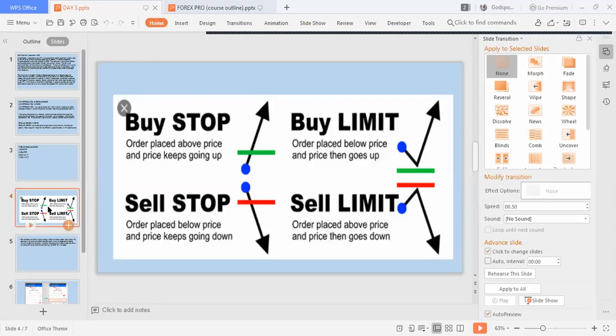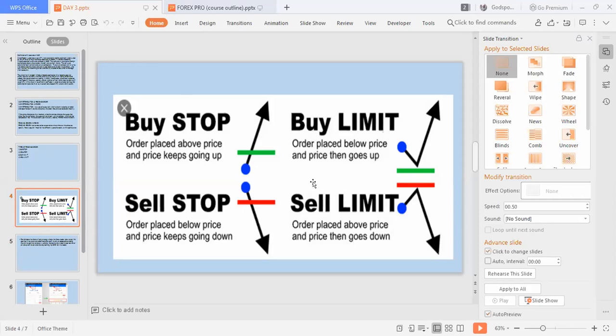Oh, sorry, I didn't talk about buy limit and sell limit. Buy limit and sell limit is order placed below price and price then goes up, while sell limit is order placed above price and price then goes up. What are we saying here? For buy limit and sell limit, this is how it works.